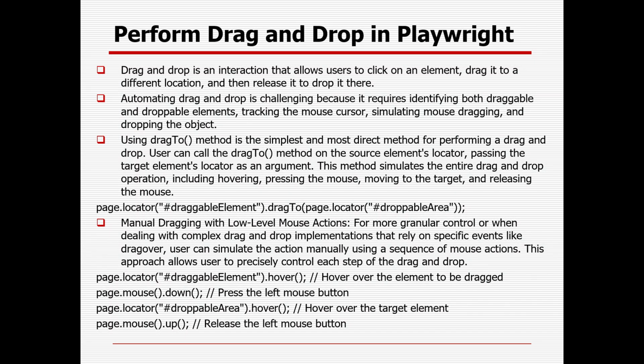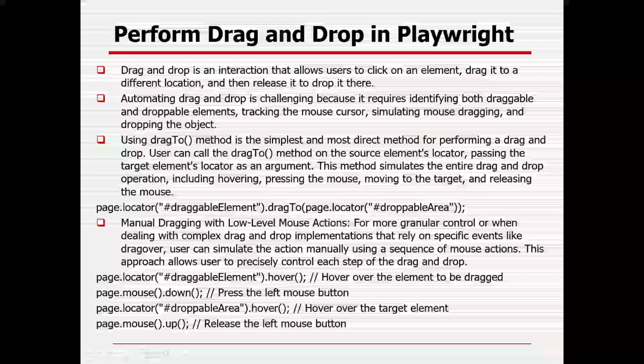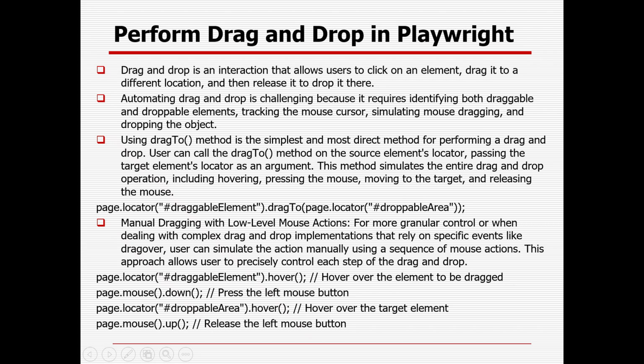the mouse all together. So we need to take the page object reference, then locator, where we need to pass the draggable locator's CSS or XPath, and then we need to call the dragTo method, and after that we need to give page.locator of the droppable area, which is the CSS or XPath you can give. Manual dragging with low-level mouse interaction or mouse action is also possible in Playwright with Java.